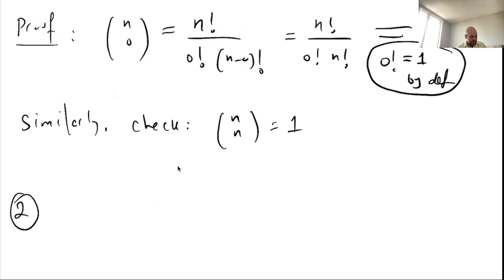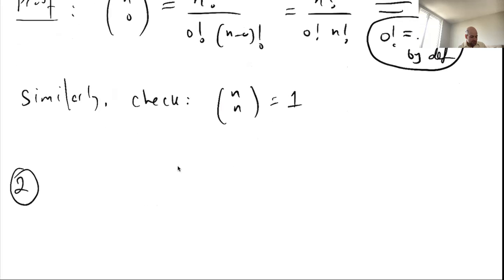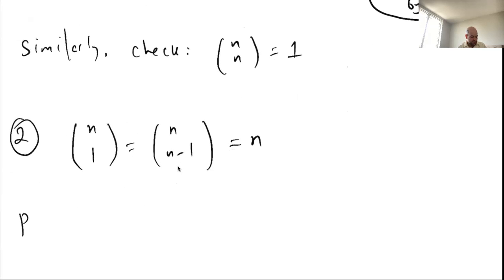Second property: n choose 1 equals n choose n minus 1 equals n. Again, this one is very easy to prove. Let me leave it as an exercise. Just use the formula.